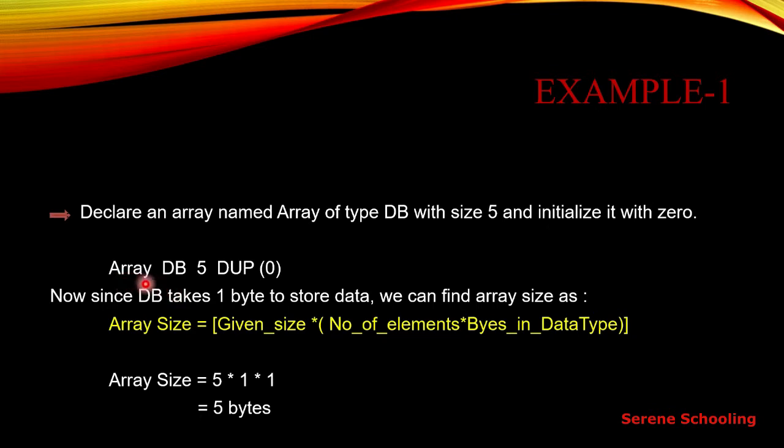This is my name of the array, then we write the type, that is db, then size, that is 5, then the DUP operator, and in parentheses we write its elements. We have discussed this syntax already in the previous lectures.